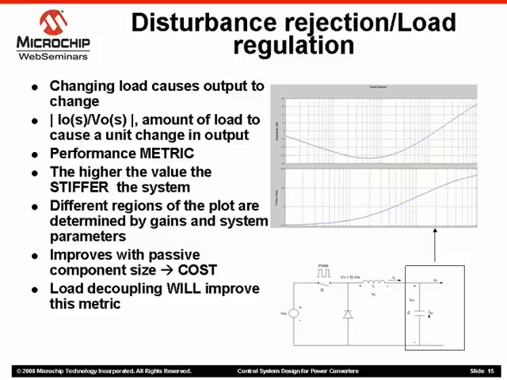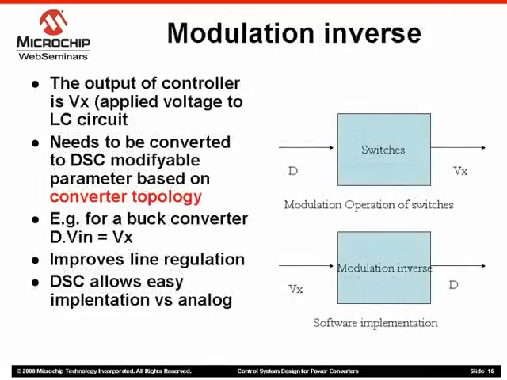Lastly, if the load current can be measured, then a priori action can be taken, which automatically improves this metric. The output of the controller is Vx, which is the voltage that gets applied to the LC circuit. However, the DSC or the processor only generates a duty cycle value. The relation between duty cycle and the output voltage or the applied voltage for a buck converter is D times Vin equals Vx.